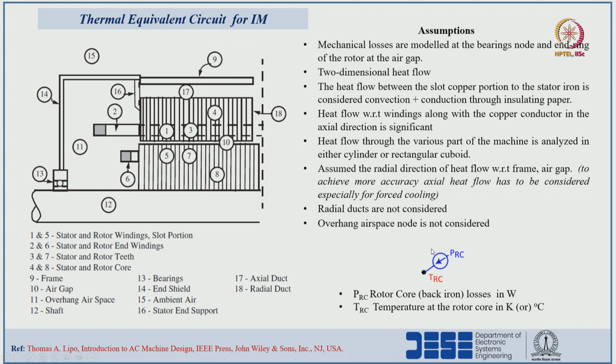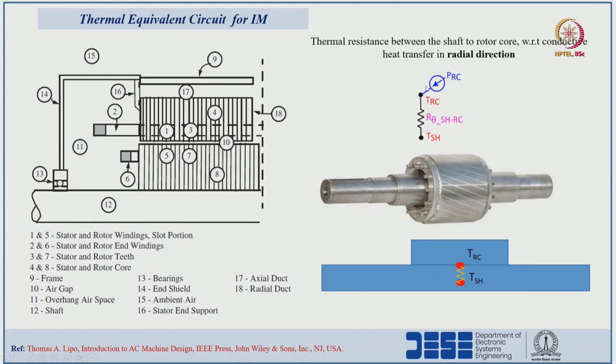Let us consider the first thermal node, that is the rotor core node, where the power losses are rotor core losses. These losses are incorporated as a heat generation source at this particular node, that is the temperature at the rotor core. This heat will flow towards the shaft or towards the rotor teeth. Let us consider heat flowing from the rotor core to the shaft side, where the temperature at the rotor core is greater than the temperature at the shaft.